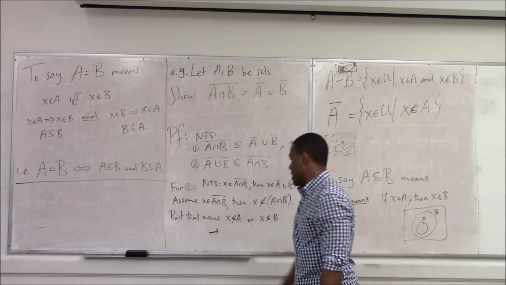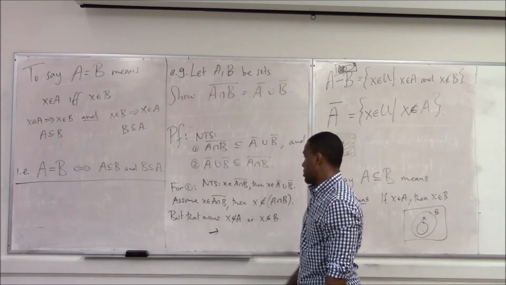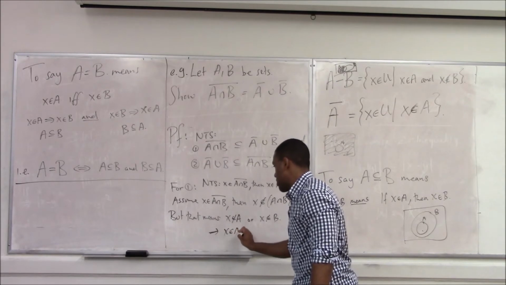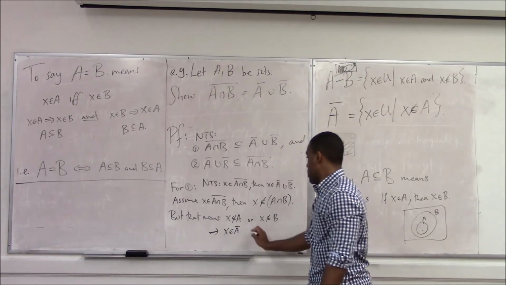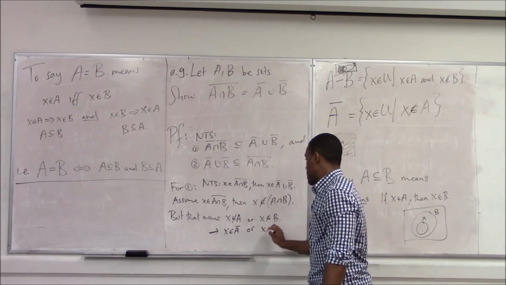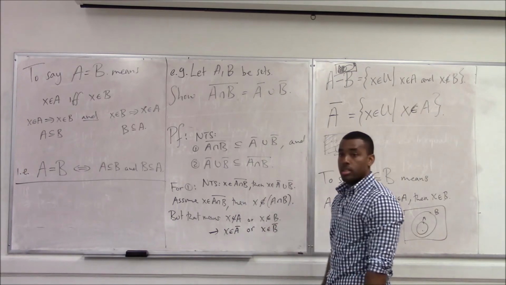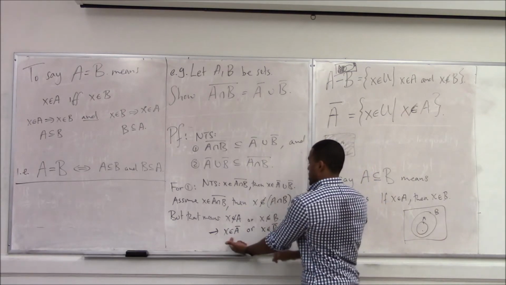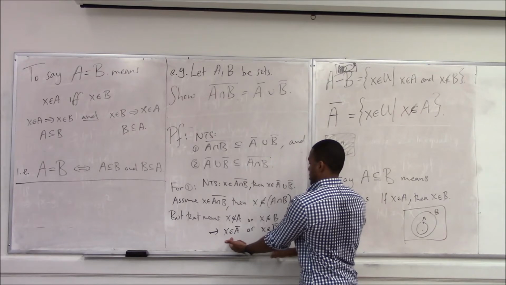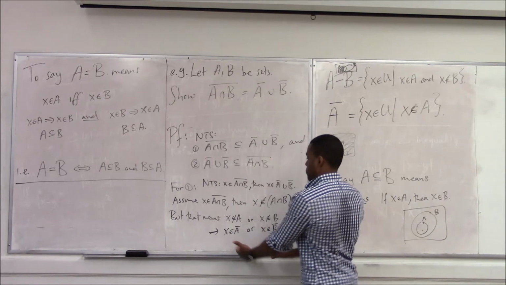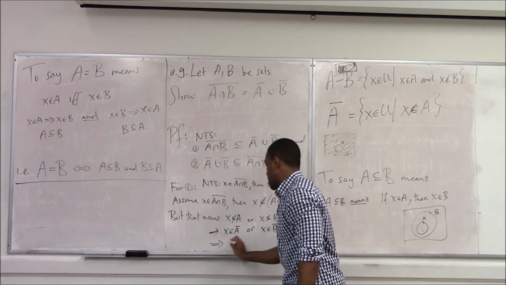But this means what? To say that X is not in A is to say what? It's in the complement of A. Or it's in the complement of B. And to say that something is in one set or another set, what is that? That's the union.